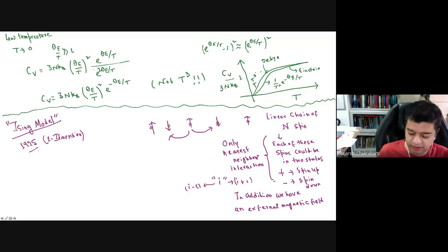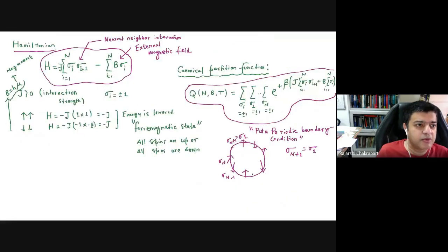So you can actually write down the Hamiltonian. The Hamiltonian looks something like this. The first term is the interaction between the spins, nearest neighbor interaction, sigma i and sigma i plus 1. Then you have the external magnetic field B. This part of the Hamiltonian is due to the external magnetic field interacting with each magnet in your system, and then the J sitting there is the strength of the interaction.